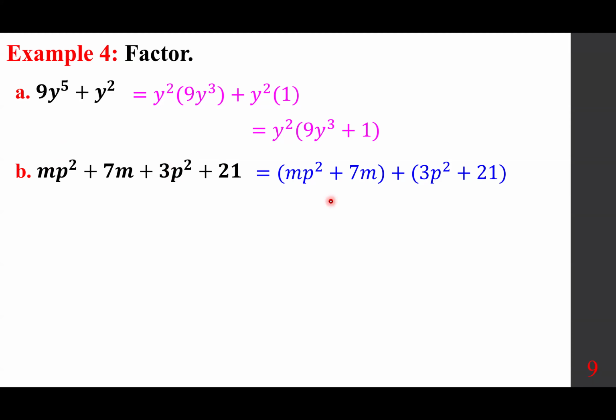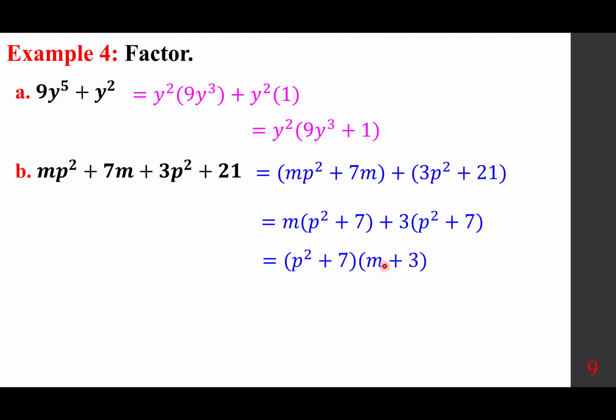So right here, remember, the idea is to come up with the same factor. Okay, so right here, m is in common. We can take it out, and in here, 3 is in common. So the first one gives us m times (p squared plus 7), and the second one gives us 3 times (p squared plus 7). The idea is to get exactly the same parentheses. The answer would be the parentheses times whatever is left. So (p squared plus 7) times, from here, what's left is m, from here, what's left is 3, and you're done.